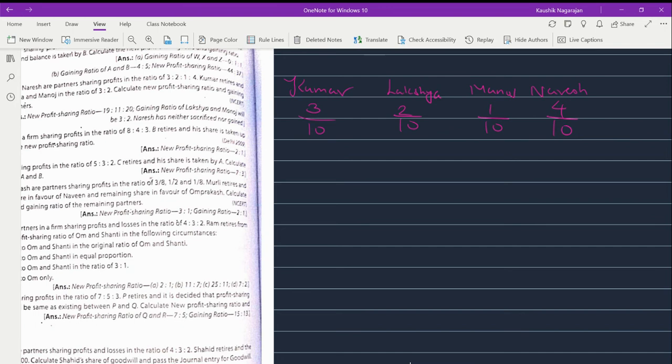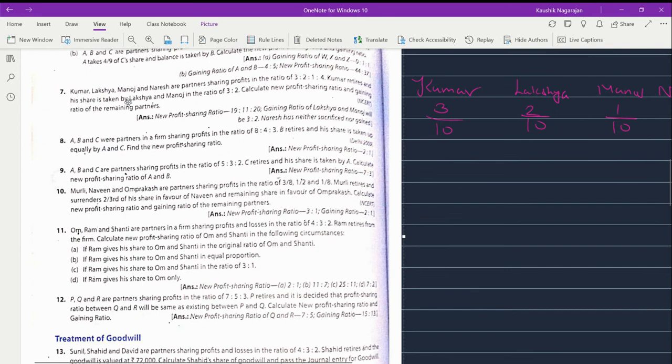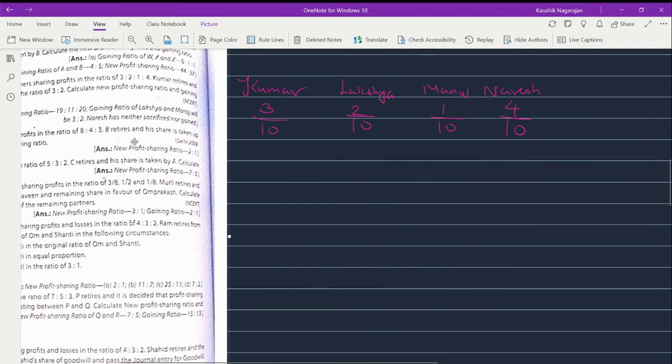It was given in the problem that the partner Kumar is retiring from the firm and his share is being taken up by Lakshya and Manoj in 3 is to 2 proportion. So, who is retiring from the firm? It is the partner Kumar. So, this particular partner Kumar is retiring from the firm and his share 3 by 10 is taken up by the other two partners. So, it is a special case.